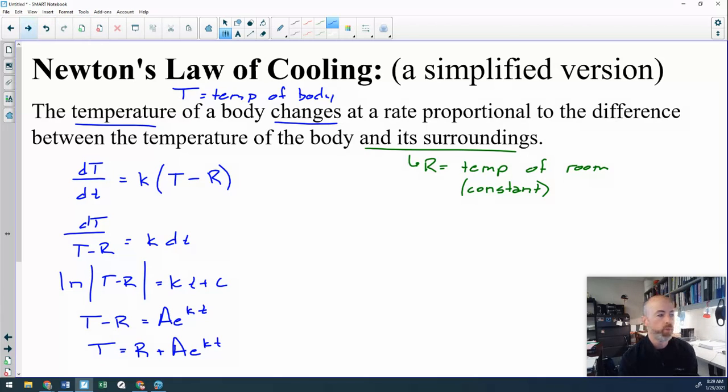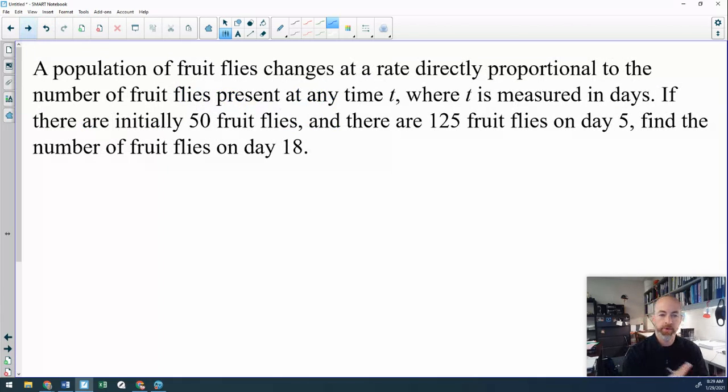And then I just wanted to do one more example of a direct proportionality situation, only this time I'm giving you numbers to work with. So this will allow me to solve for a and k and r or anything else that applies to this problem. So we were talking about a population of fruit flies, and it says the population changes at a rate directly proportional to the number of fruit flies present. So the population, we have to define that. I'm going to call F the population of flies. We have T as time, and they do tell you T is measured in days.